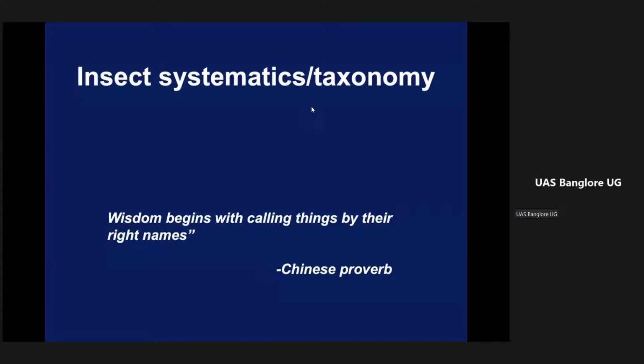Okay, we are getting into the classification of the organisms, and it is also called insect systematics or taxonomy. So we are grouping the organisms, and that is why we are classifying. So it is nothing but insect systematics or taxonomy.